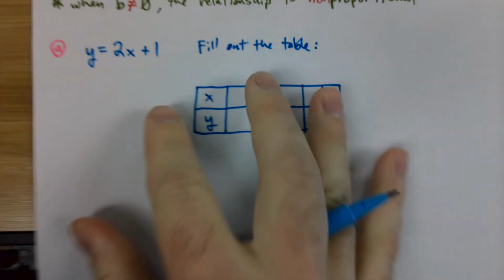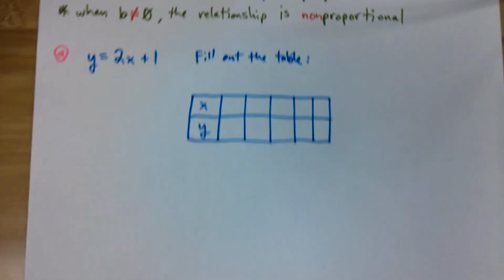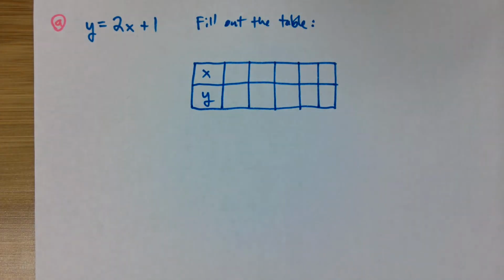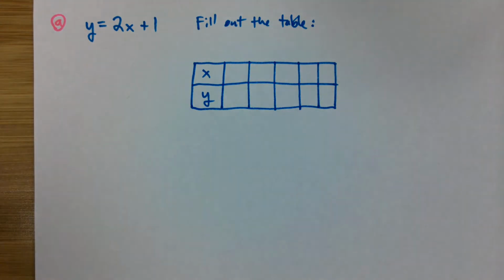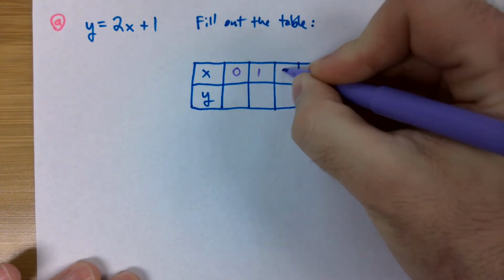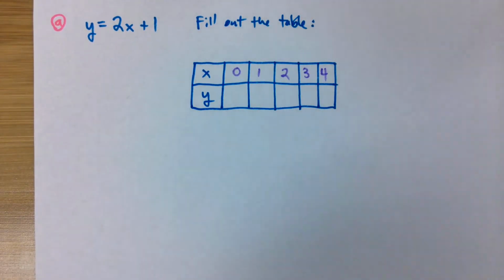Go ahead and draw this table. And for your x values, I want you to put 0, 1, 2, 3, 4.